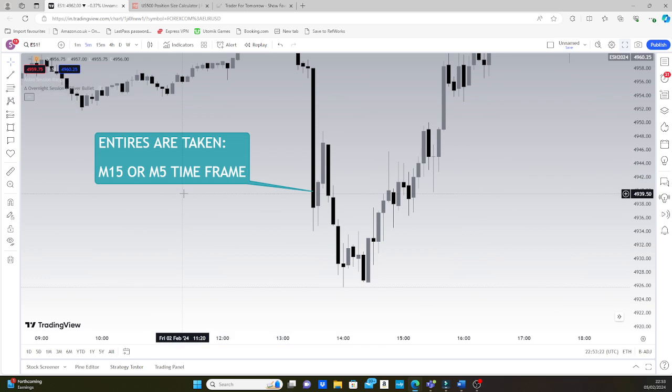Yes, you can use the 1 hour or the half an hour or the 1 minute, but for me personally, when it comes to strike rate and having a reasonable stop loss, the M15 or the M5 is perfectly fine. You don't really have to deviate outside these two time frames, okay?